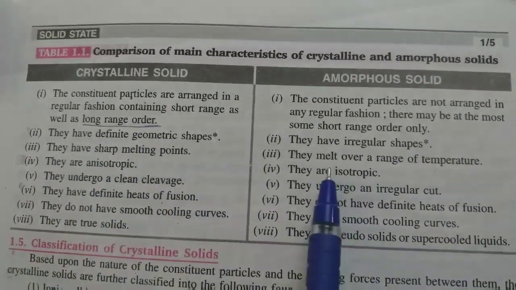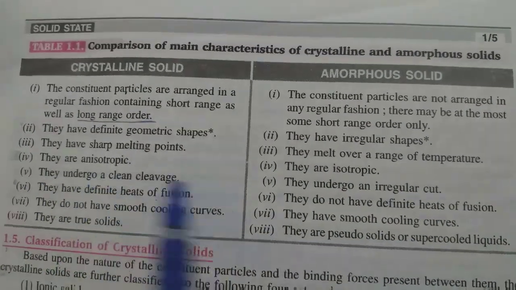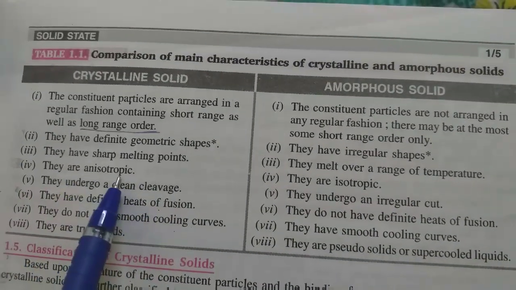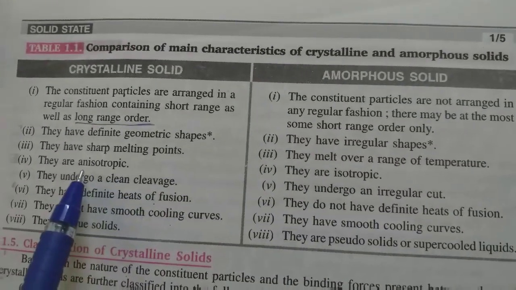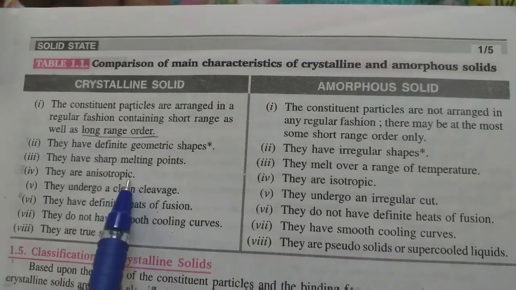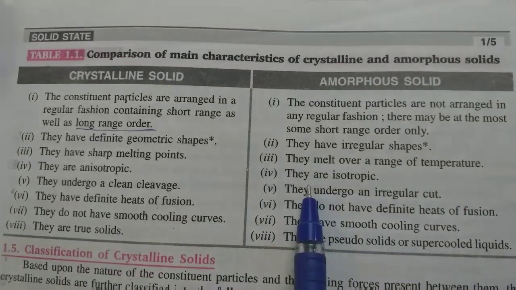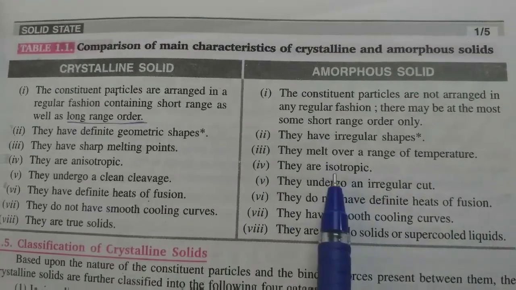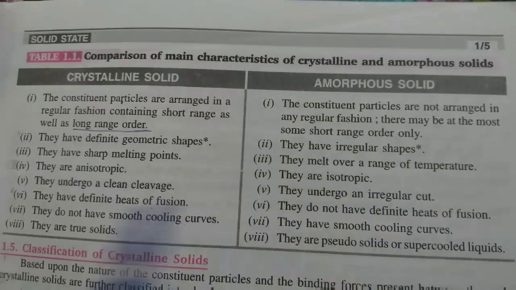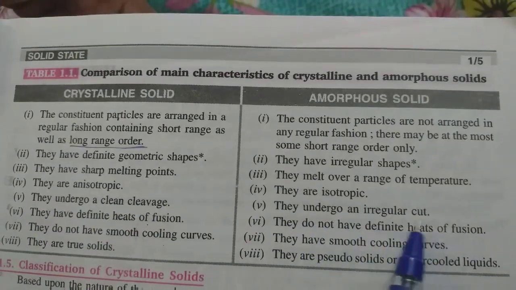Crystalline solids have a sharp melting point, while amorphous solids melt over a range of temperature and become soft. Crystalline solids are anisotropic in nature, while amorphous are isotropic in nature. Anisotropic, again I am repeating, means physical properties like refractive index and electrical resistance are different in different directions; their values differ when you measure in different directions. But amorphous solids are isotropic, so when you measure the physical properties, the values are the same in all directions. Crystalline solids undergo a clean cleavage when you cut with a knife, while amorphous undergo an irregular cut.